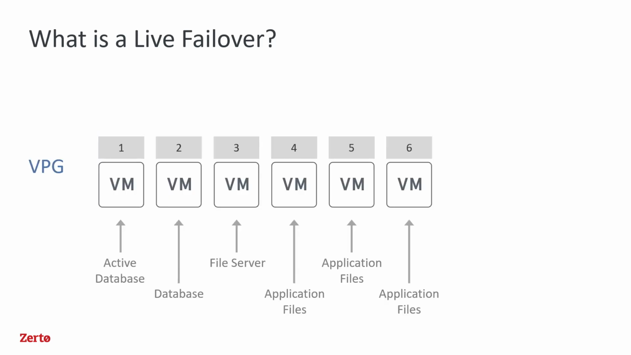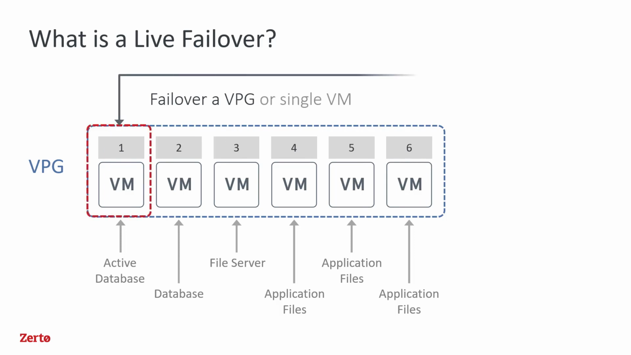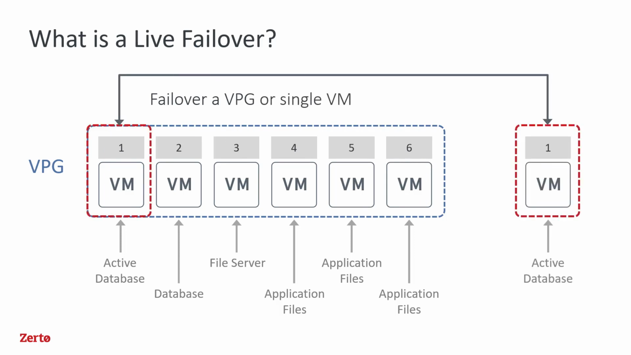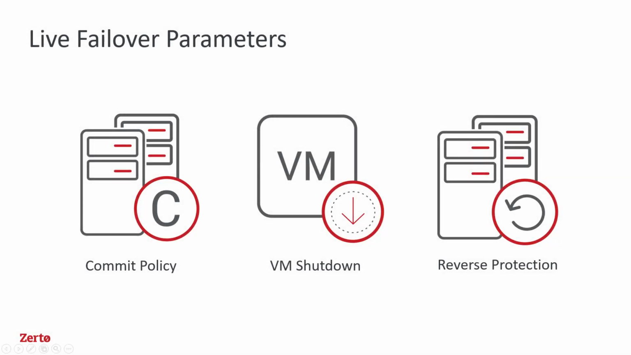You can run a live failover on an entire VPG or on a single VM within a VPG, giving you flexibility and granular control over this recovery operation. Before talking about what goes on behind the scenes of a live failover, let's walk through the different parameters that can be set within the wizard for this operation. Specifically, the commit policy, VM shutdown, and reverse protection options.